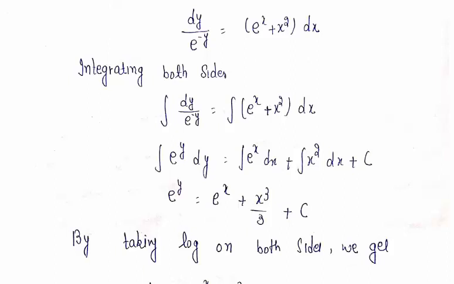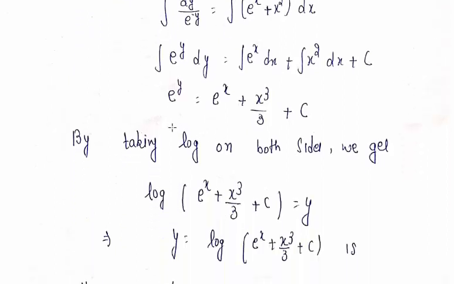Now for simplification, to write only y on this side, we take log on both sides. If we take log of e raised to power y, we know that log and e are inverse of each other, so this term becomes y. Log of e raised to power y becomes y, and log of this.